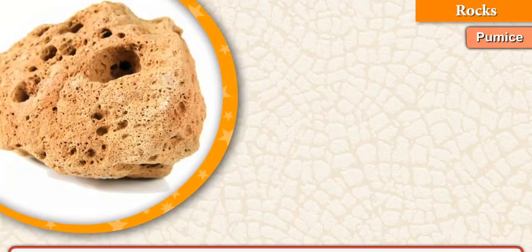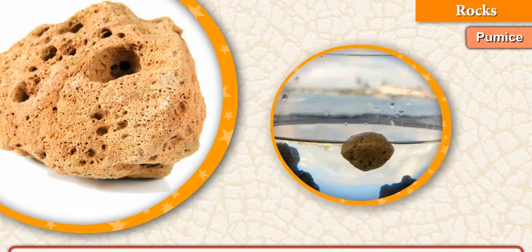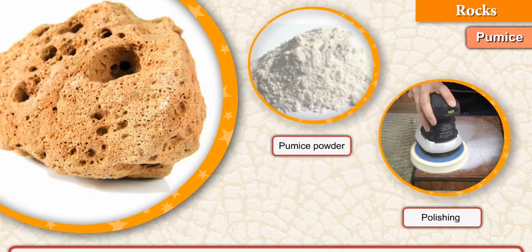Pumice. It is light-colored igneous rock. It has many holes which are formed by the gases trapped in the lava at the time of its formation. It is lightweight and can float on water. It is used in polishing the floors. Dentists use powdered pumice for polishing our teeth.